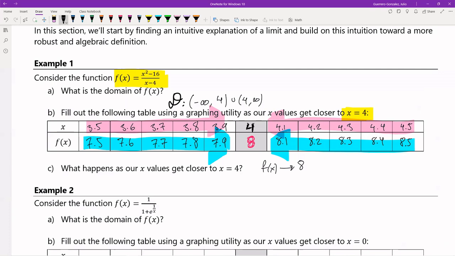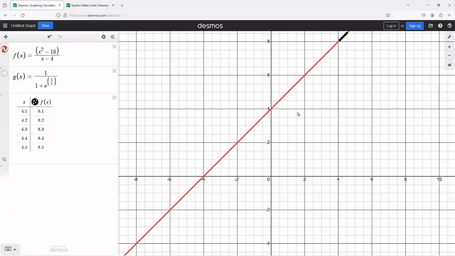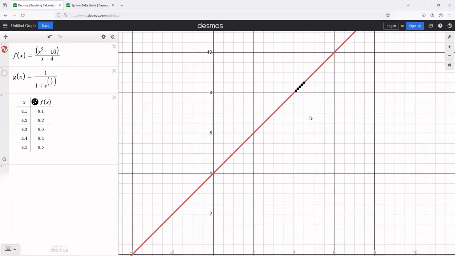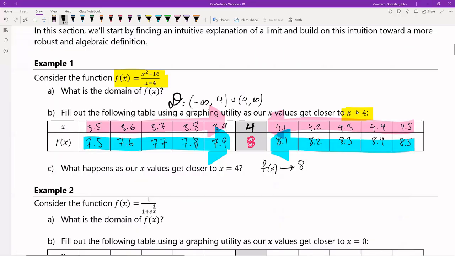So my f of x values are getting closer to the value 8 as my x values get closer to 4. Okay, and this makes sense if we jump back to our Desmos graph. Let me put that one front and center. There we go. You guys can see, turn the dots off, as I approach 4 on my x values, my y values say it's undefined, but they're really heading toward the value 8. Okay? All right. That's the end of example 1.